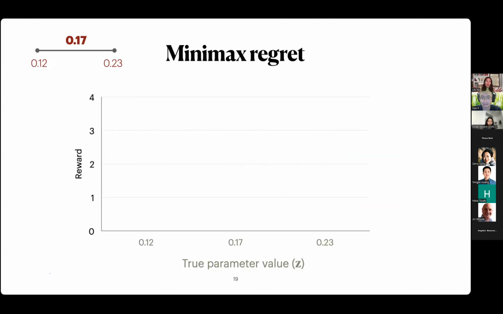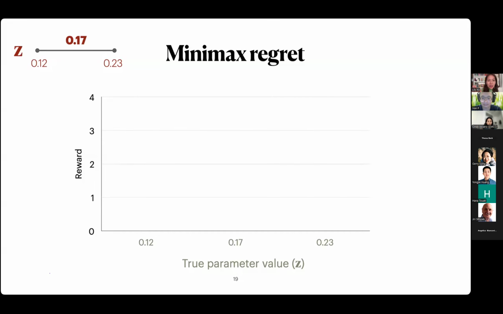And for a more broad case where the uncertainty intervals are not so interpretable, we introduce a notion of robust planning called minimax regret, which compares to a standard notion of robust planning for reinforcement learning known as maximizing the minimum reward. And let me show you the difference between the two.